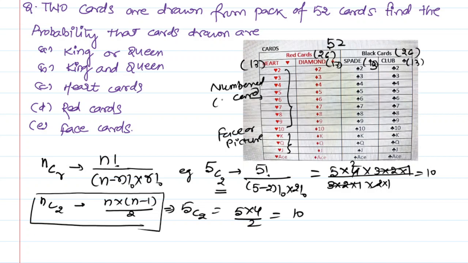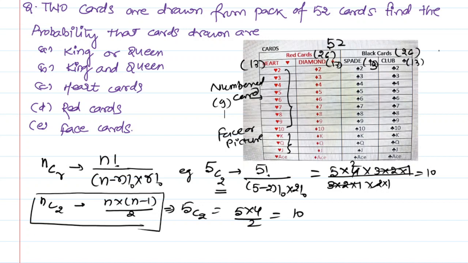Number cards are 9 of one type I'm talking about, 9 of hearts, 9 of diamonds, 9 of spade, 9 of club. So total number of number cards we have is 36. I repeat, total number of picture cards we have is 12, total number of numbered cards is 36, and total number of aces that we have is 4.